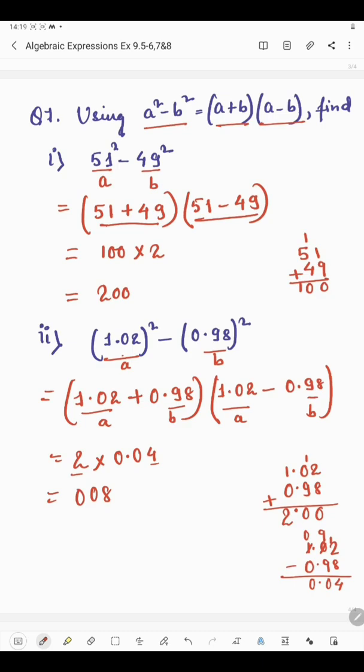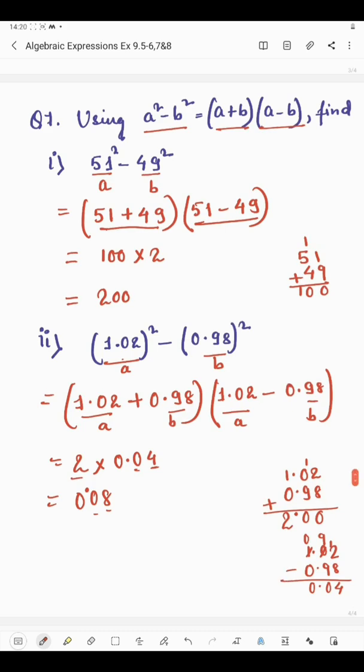Now we will have to put the decimal. So after 2 digit point is there. So 1 2 point will be here. So answer of the second part will be 0.08. So this way, using identity, we will have to solve this. Okay, so this was number 7.